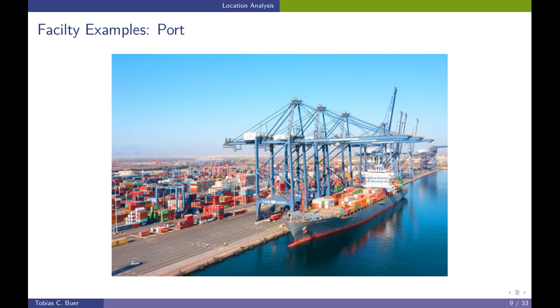We discussed already the port. So you see there are a lot of real-world examples that can be a facility. And when we're talking about facility locations, we mean these types of facilities of a company.